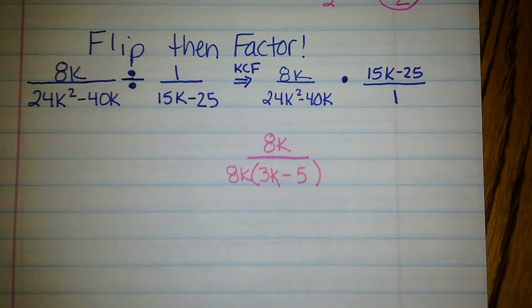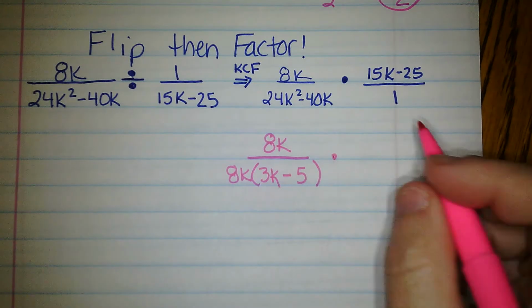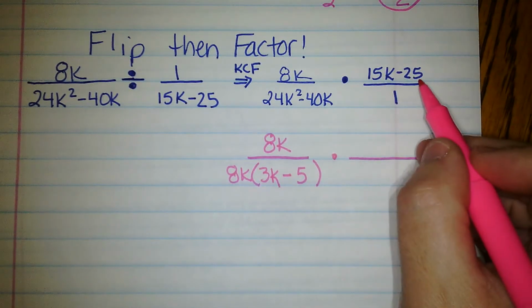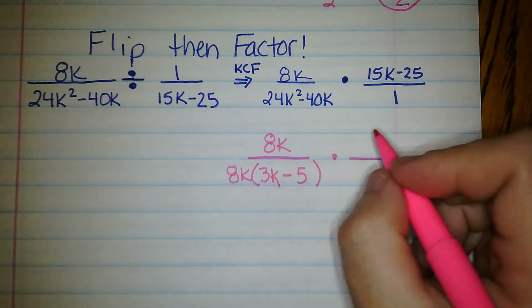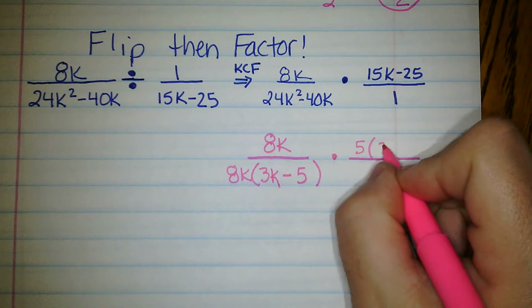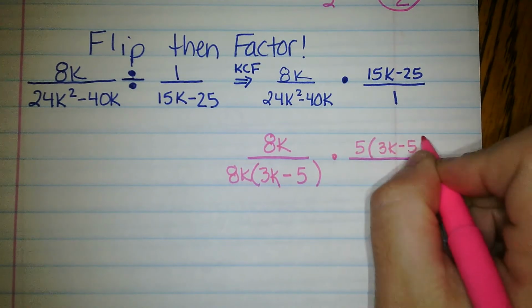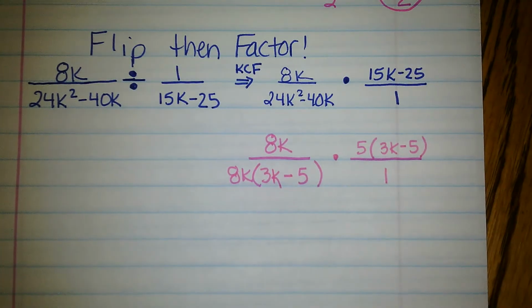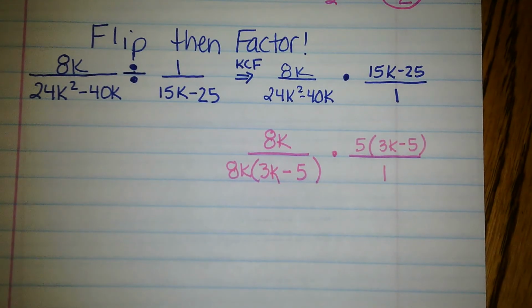Then I'm going to have my multiply. And on the top, this is another GCF. So our GCF is going to be 5. And when I factor out a 5 and divide it, I get 3k minus 5. Isn't that something? And then we got 1 on the bottom. Before we do anything else, we need to do exclusions.